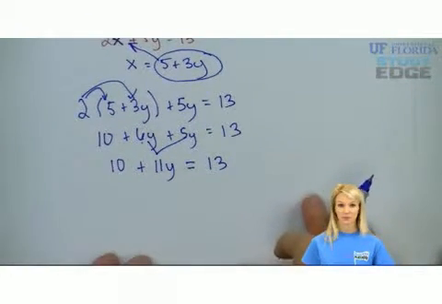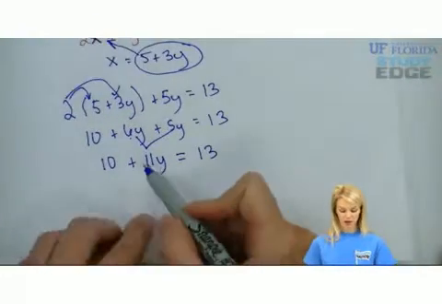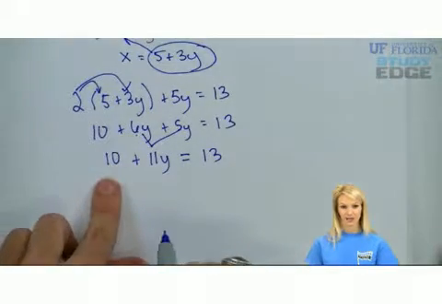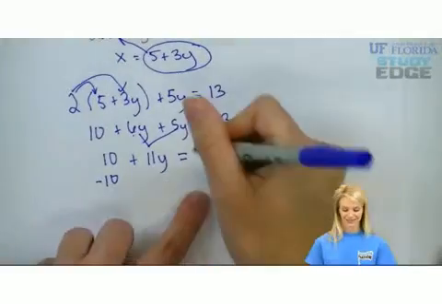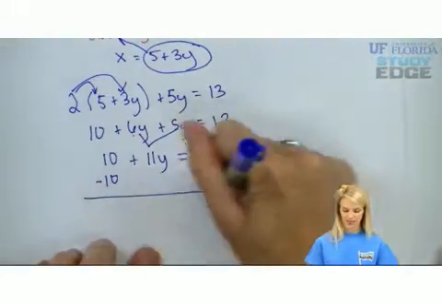What's the next step? We just need to solve for y. Well, I have a 10 being added to this 11y. So if 10 is being added here, I want to get rid of it. I always want to get rid of my constants, of my numbers. So I'm going to subtract 10 from both sides.